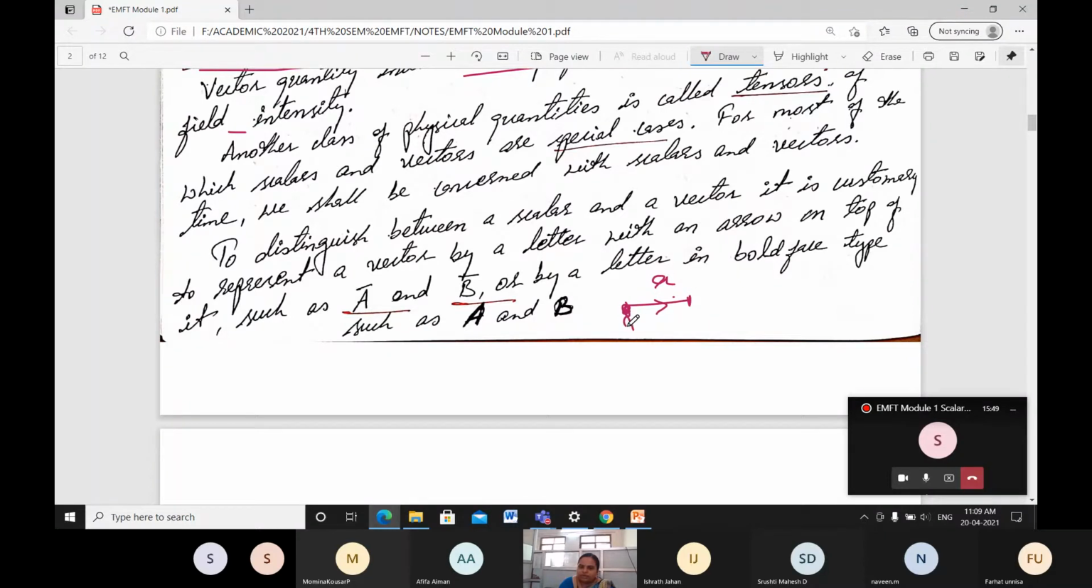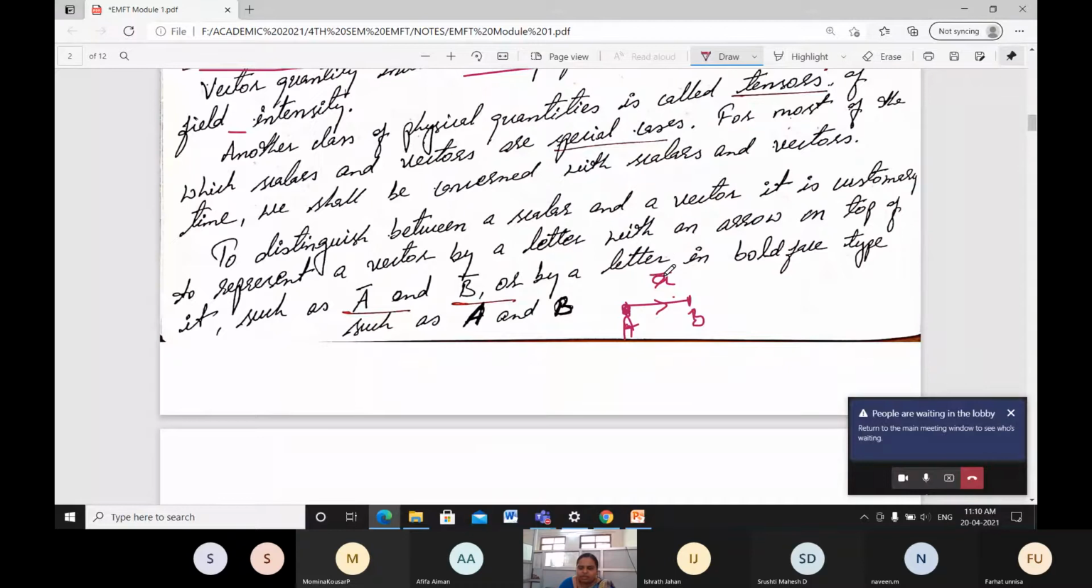If I take this point as a, and here it will be b. Here two points are there, a and b, and it has a direction towards b. It can be represented with a sign as small a. Then if I am going to represent this vector, I have to mention the arrow here.